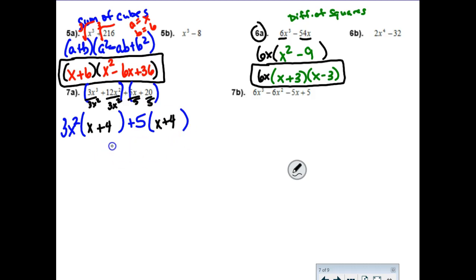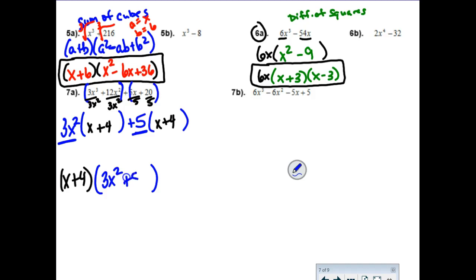So these parentheses have to match in order to know that you're factoring by grouping properly. And then you take that x plus 4 factor out in front of the question. So basically we're taking the common term of x plus 4 and factoring it out of the entire group. And here's what we have left. You still have left 3x squared plus 5.